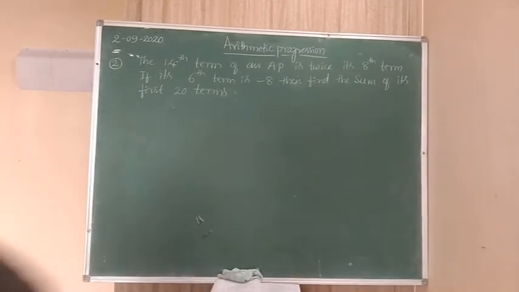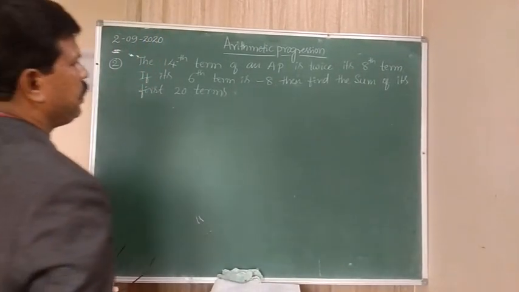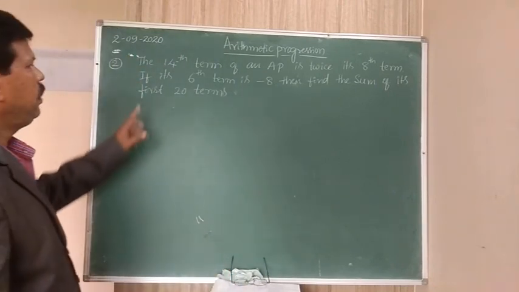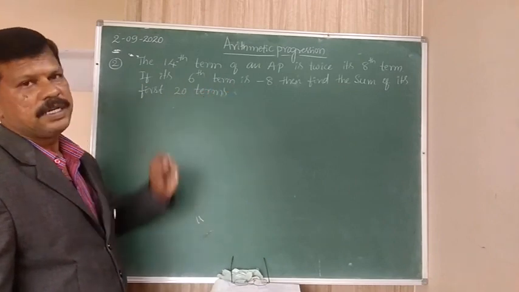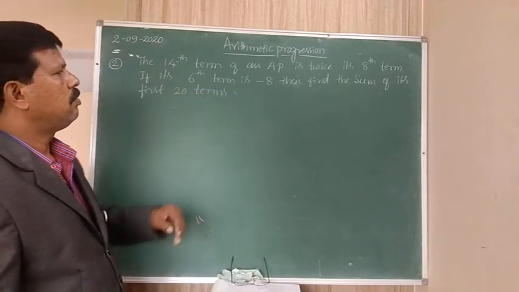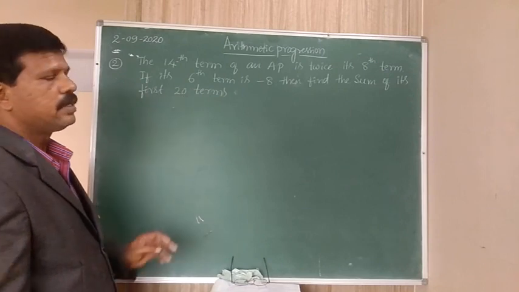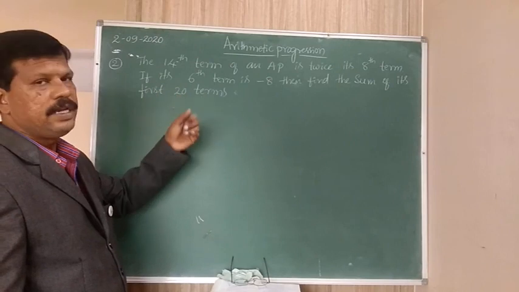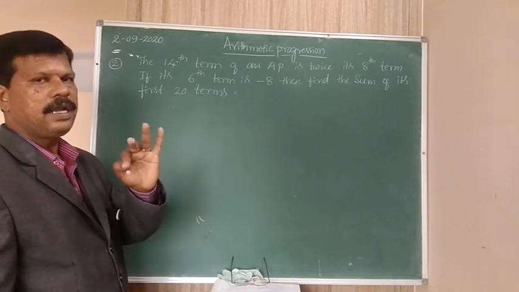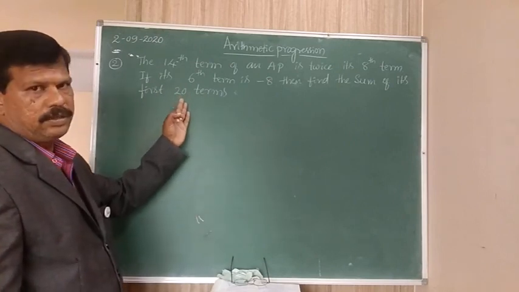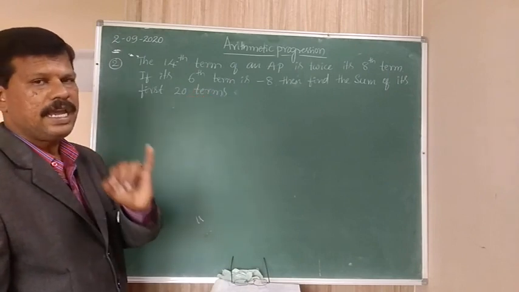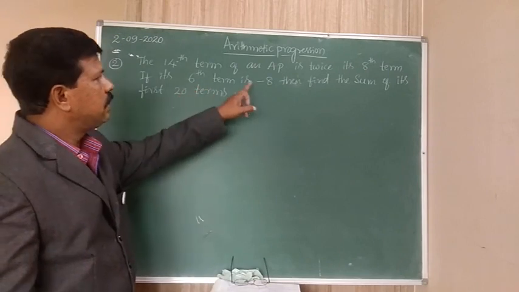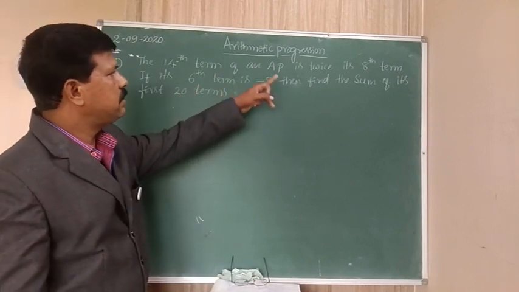Now see the second one. The fourth term of an AP is twice its 8th term and its 6th term is minus 8. Then find the sum of its first 20 terms. So to find the sum of the first 20 terms, we need A, D and N. See, N is 20. So now what do we want? We want the A value and D value. You should find them using this statement and this statement.